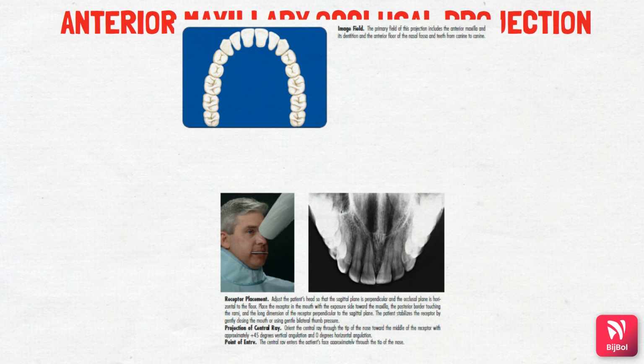Projection of the central ray should be such that the central ray passes through the tip of the nose towards the middle of the receptor with approximately plus 45 degrees vertical angulation and 0 horizontal angulation. Point of entry: the central ray enters the patient's face approximately through the tip of the nose.